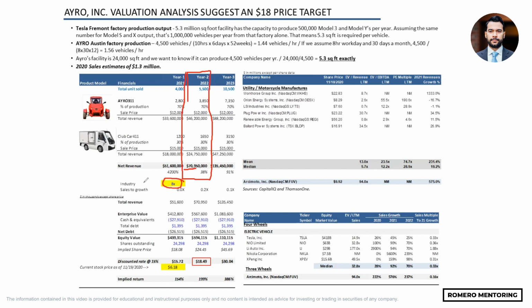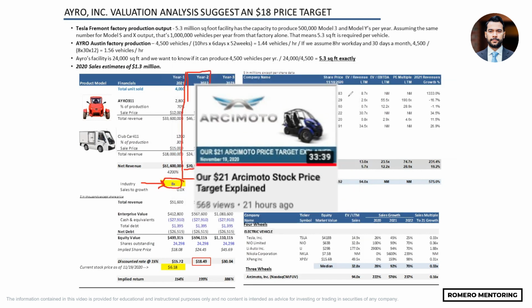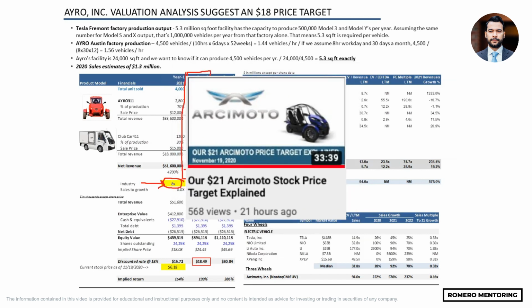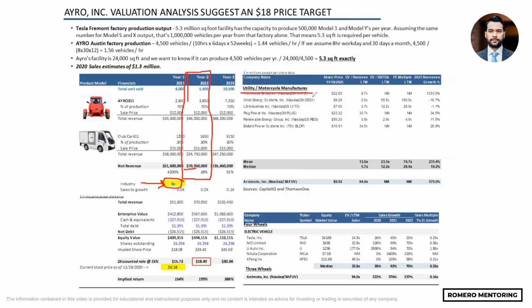And if you want to know more about this multiple, watch our Arcimoto video where we explain comps from utility motorcycle vehicles and then 4-wheel traditional electric vehicles like Tesla, Neo, Li Auto, because we explain the sales multiple and how high it is for some of these companies. So for Ayro, I'm going to assume an 8 times multiple.